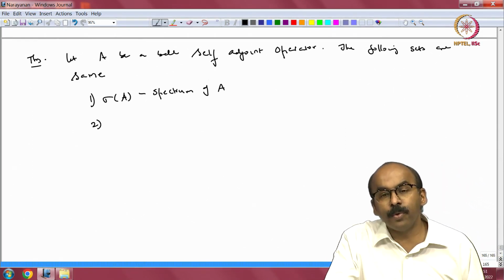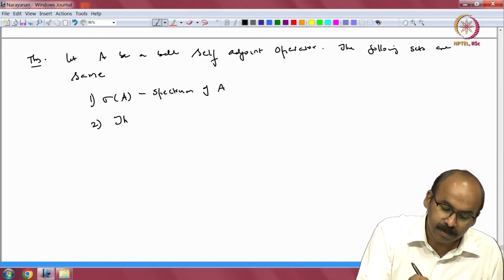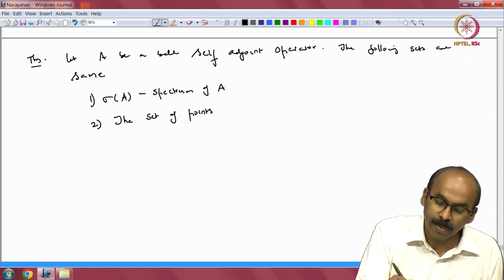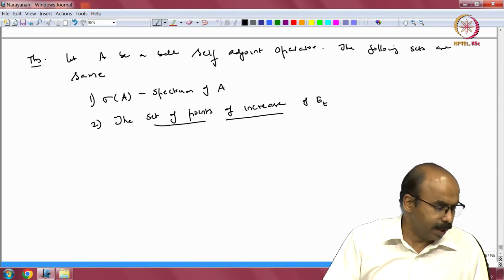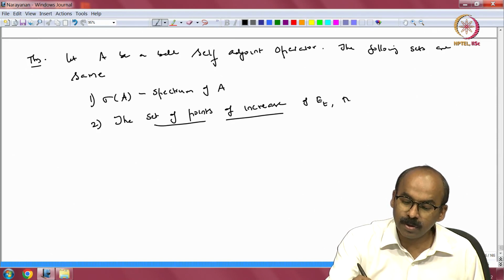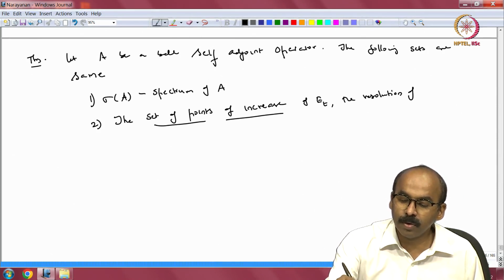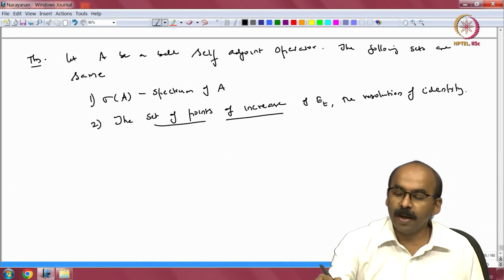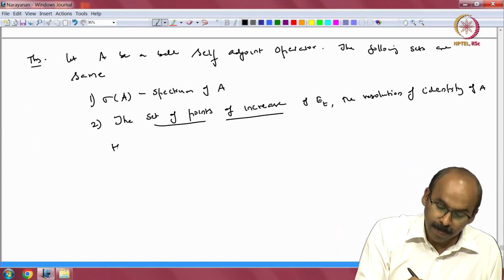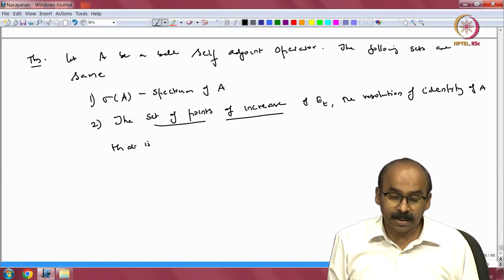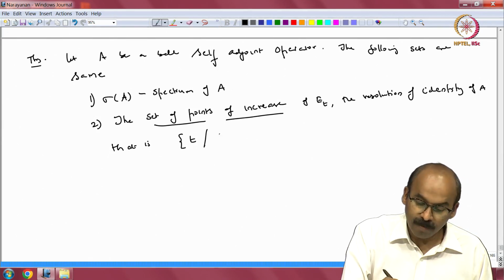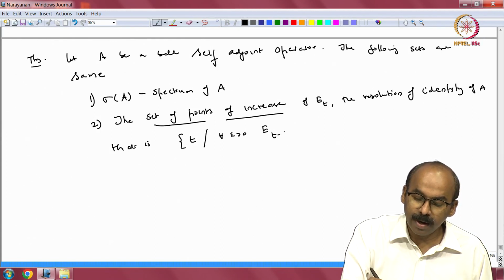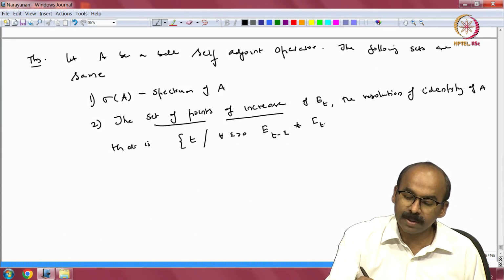Two: now, given the self-adjoint operator, we have a unique resolution of identity, right. So, the set of points of increase of E sub t, that means wherever E sub t, the resolution of identity of A, is jumping. So E sub t is the resolution of identity of A, and the set of points of increase of E sub t, meaning wherever it jumps. So, that is all those t such that for every epsilon positive, E of t minus epsilon is not equal to E of t plus epsilon.